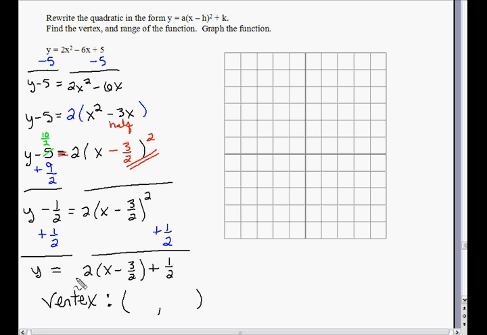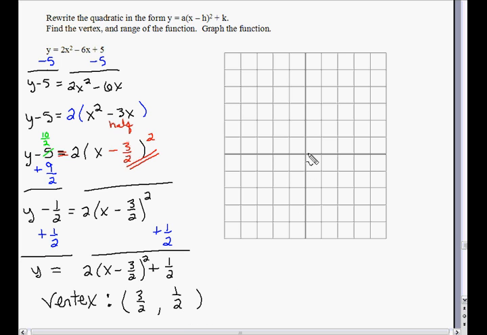So when we have it in this form, y equals 2 times x minus 3 halves the quantity squared plus 1 half, we have it in the form that we can read off the vertex. The x-coordinate is the opposite of what's inside with the x, which would be positive 3 halves. And the y-coordinate is the number that's added on the outside, the constant.